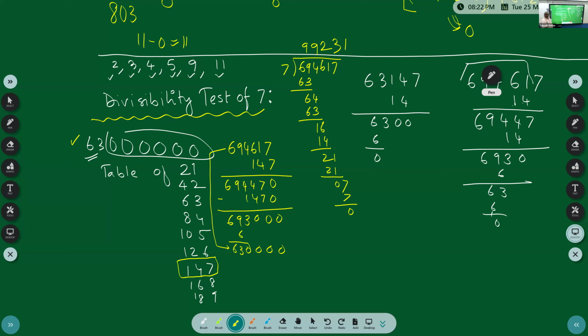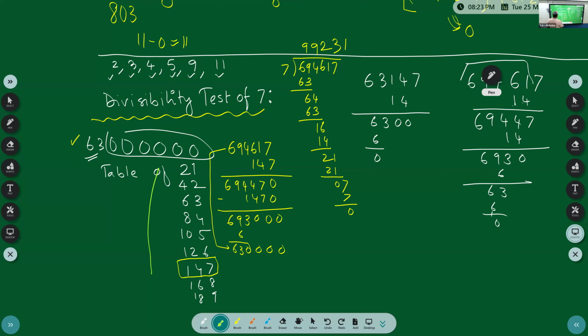But this is not the only test. There is one more test of 7. This is the subtraction test; that one is the addition test. It is very nicely written in my notes and explained, so you can go through that. If you have not understood now, you can go through the recording. But let us learn one more, the addition type of divisibility test of 7.